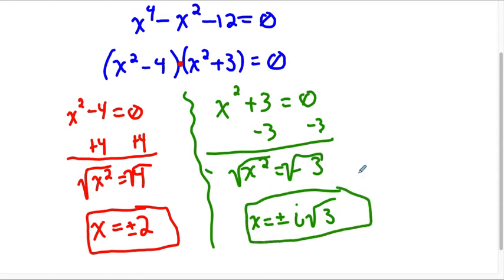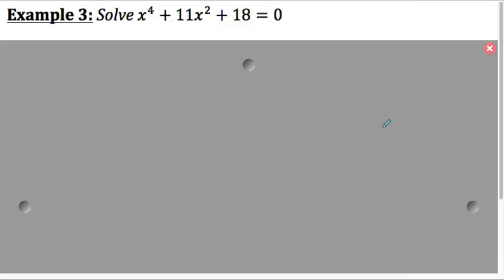So there are your answers, and again, the highest power tells you how many solutions you have. Our highest power here is 4, so that tells us we have 4 answers, which we do. Positive 2, negative 2, positive i root 3, and negative i root 3. So there's your 4 solutions. So now let's jump back to example 3 and go ahead and try that one. Pause the video, try that problem, and then come back and see how you did with your answer compared to what I have up here.